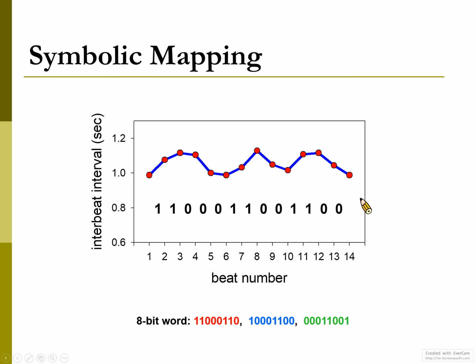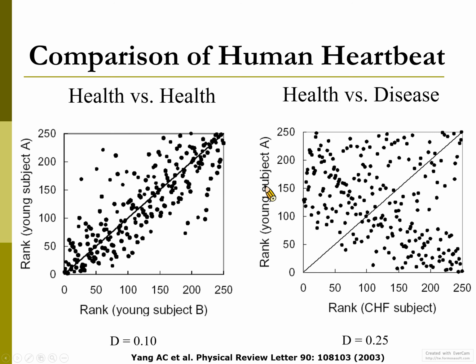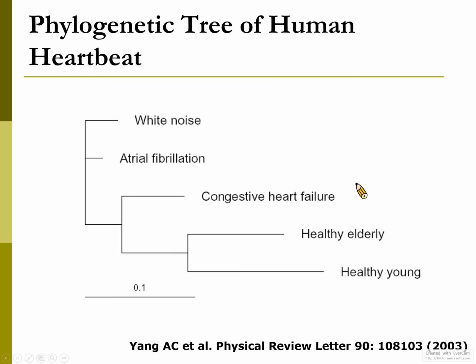And if there are similar patterns, then you should observe something like this one. This is the comparison of the heart rate patterns between 2 young healthy subjects. And if you compare the healthy subjects and the patients with chronic heart failure, then the heart rate patterns are very different. So using the same technique, we can easily identify the physiological conditions and make a cluster analysis of this heart rate in different conditions.